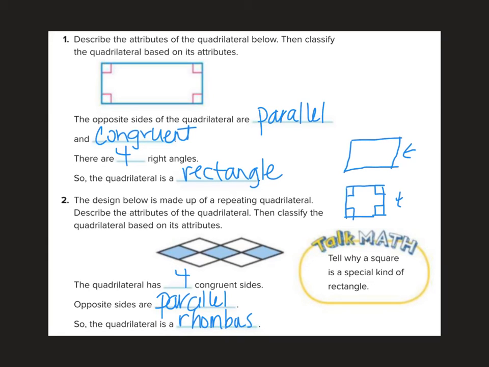Alrighty, tell me why a square is a special kind of rectangle. So a square is a rectangle, but it has to have equal sides, right? The only defining characteristic between a square and a rectangle is that a square has equal sides, a rectangle doesn't have to.